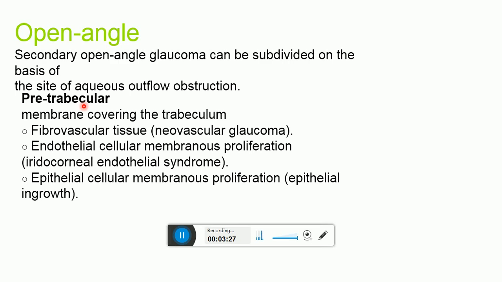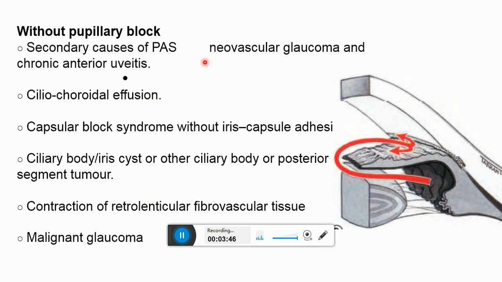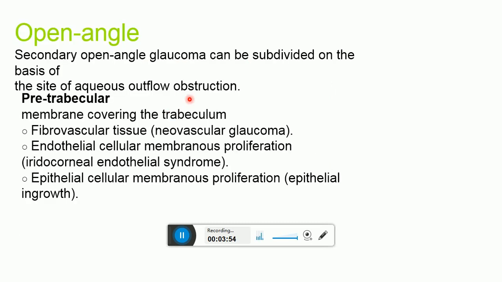It may consist of fibrovascular tissue, which occurs in neovascular glaucoma. So neovascular glaucoma can be secondary open angle, and also, as we have said already, it can be secondary closed angle, as it causes peripheral anterior synechia. So it can cause closed angle as well as open angle. And there is endothelial cellular membrane proliferation, also known as iridocorneal endothelial syndrome. And there is epithelial cellular membrane proliferation, also known as epithelial ingrowth. So these are the causes of pretrabecular secondary open angle glaucoma.